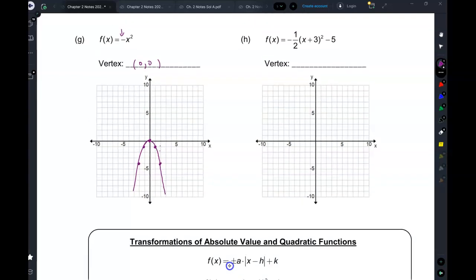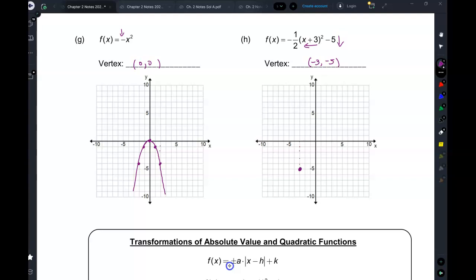All right. Here, where is the new vertex going to be? -3 and -5, right? I move to the left and down. Here.